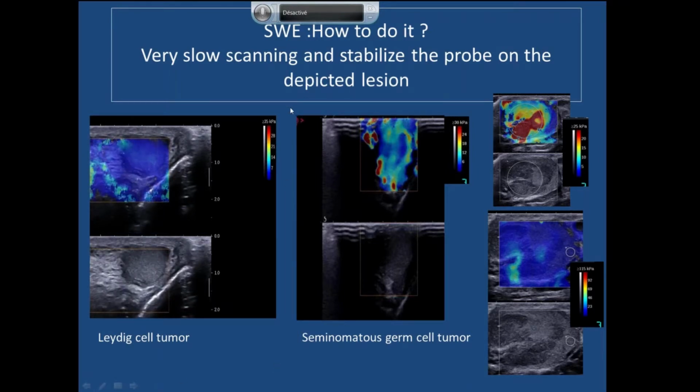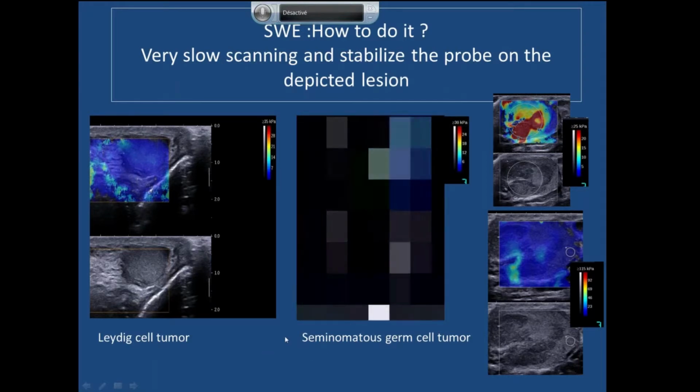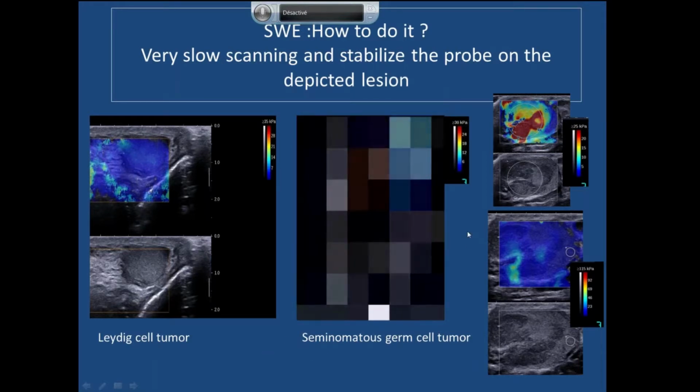Jean-Michel spoke about it, because if the scale is not adapted, you can miss the lesion. This video doesn't work. I'm sorry.